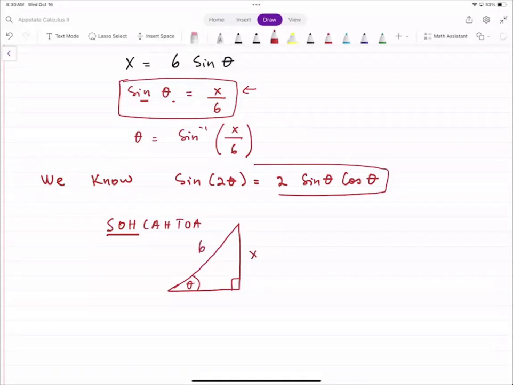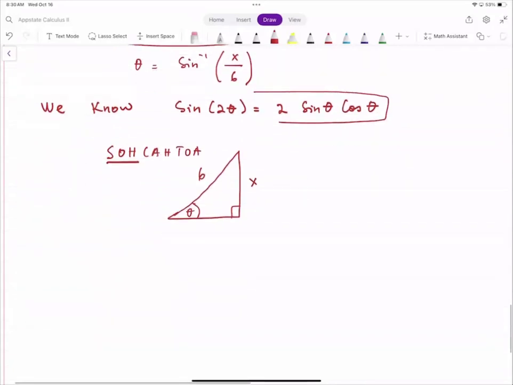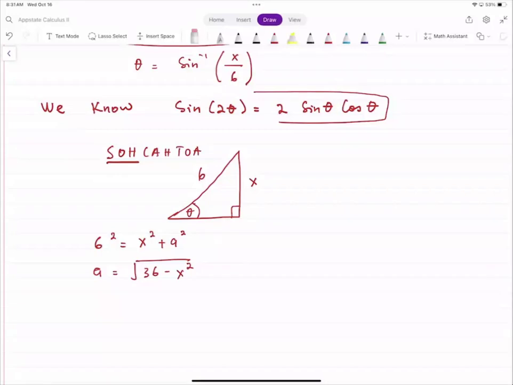And when we have this, we can find the other side using the Pythagoras theorem. So we know that 6 squared equals x squared plus a squared, and so you can see that a equals the square root of 36 minus x squared. And so we can now substitute that there. So here is 36 minus x squared.